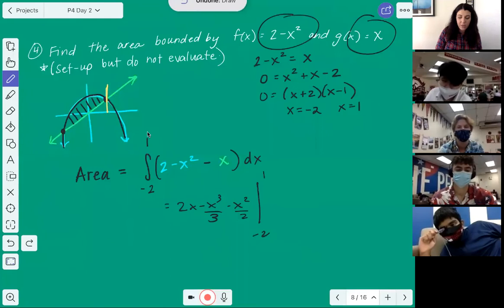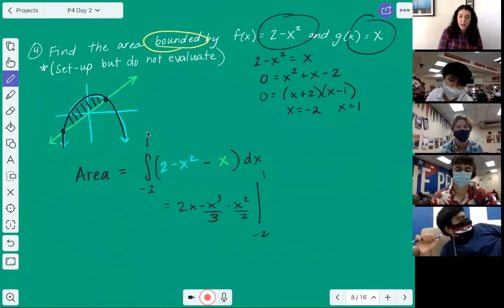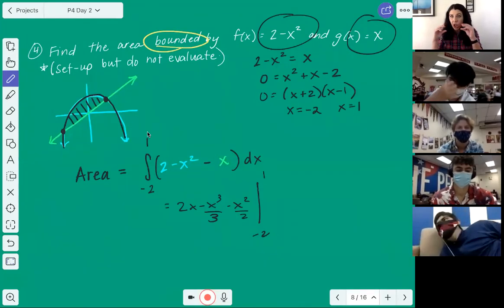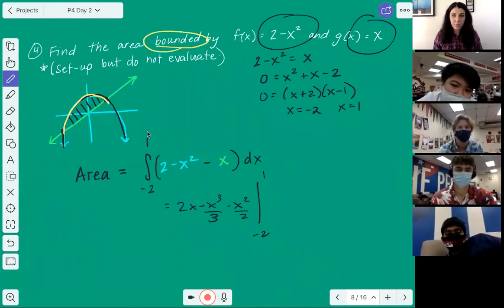It didn't tell us from a certain point to a certain point. It just said the area bounded by. And so that means we're using the intersection points and just finding the area that's enclosed in those intersection points. And so, yeah, the parabola is the thing that's on top. Good question. Other questions?